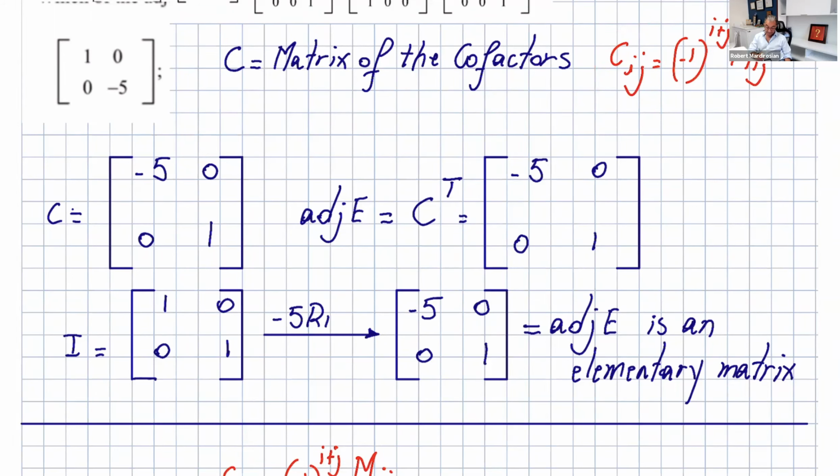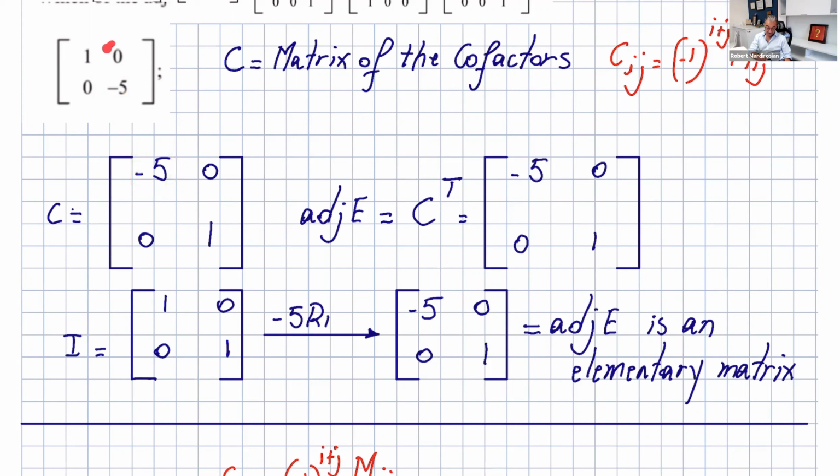So if you want to find the matrix of the cofactors for this one, C11 is just going to be -1 to the power of 1 plus 1 times the determinant of that matrix. That's a 1 by 1 matrix, and the determinant of a 1 by 1 matrix is just the entry itself, so it's right here.